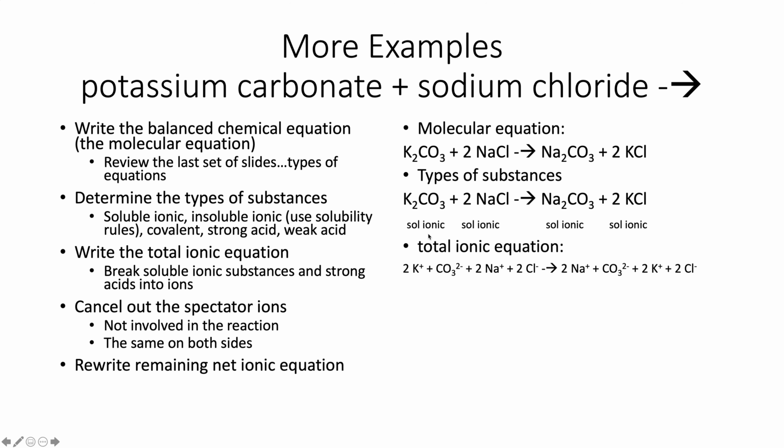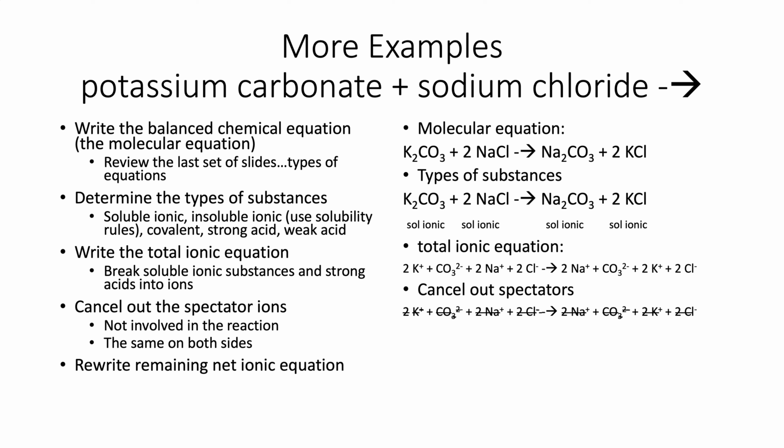All of these are broken up. Notice it's 2 potassiums, it's not a K2. That 3 stays there because it's part of the ion. 2 Na, 2 Cl, 2 Na, a CO3, 2 K, and 2 Cl. Now we're going to cancel out the spectators. This one you don't need quite as much time to pause because you just cancel out anything that's the same on both sides. If we cancel out the spectators, in this case, everything's a spectator.